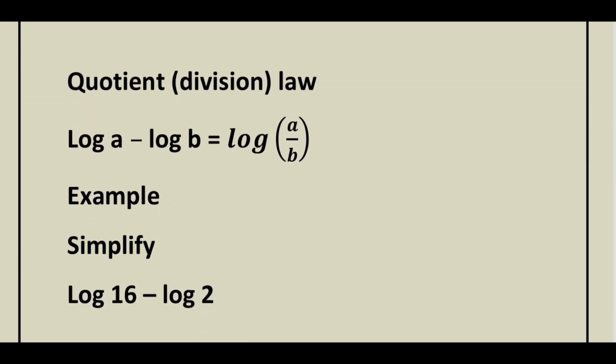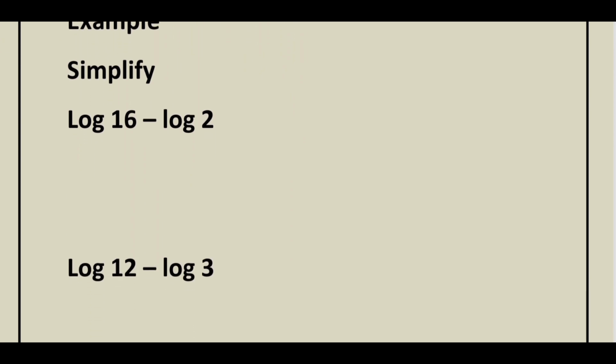Now, let us look at the second law. It is called the quotient or division law. And here we are saying that log A minus log B is equivalent to log A over B. So when logarithms are subtracted, you divide the values. Examples, simplify log 16 minus log 2. In this case, we are going to have log of 16 divided by 2. 16 divided by 2 is the same as 8, so it becomes log 8. That becomes the simplified format of that.